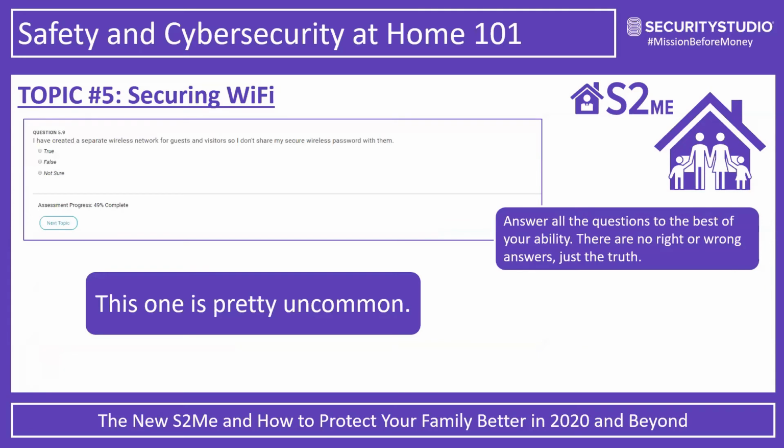And then 5.9, this one's pretty uncommon. I know people who have done this, I do this: create a separate wireless network for guests and one for visitors. If you're really ambitious, you can create different wireless networks for different types of systems in your house. So some people will create a wireless network only for gaming, another Wi-Fi network only for business, another one for entertainment, and another one for IoT. You can get really complex with this.